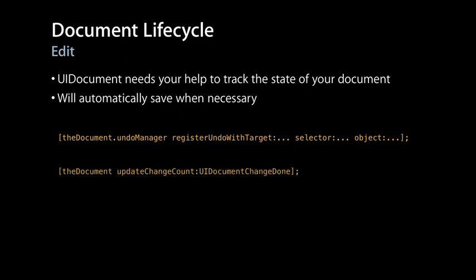Now, if you have any changes that shouldn't be undoable or don't really have a clean concept of being undoable, UIDocument has a method called updateChangeCount, and you can simply pass into this UIDocumentChangeDone. This tells UIDocument that you made a change, it's not something that's undoable, but the document should be considered dirty so that possibly it can be automatically saved.